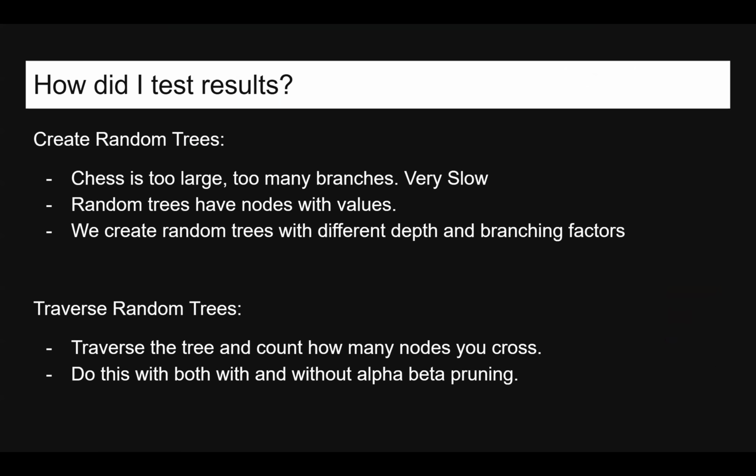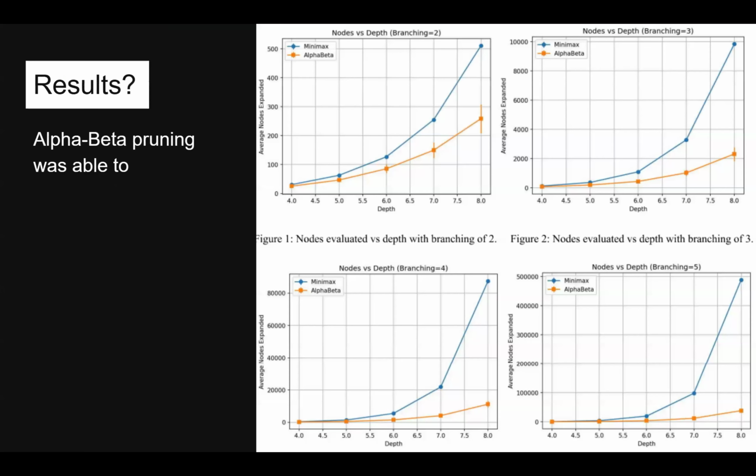So how did I test these results? I created random trees. Chess is too large, too many branches, very slow. So what I did is I randomly generated trees with different values, and I found the best position using a minimax search. Then I implemented alpha beta pruning to see if it could find the same best value without losing any efficiency. So as you can see through these graphs, the results show that the nodes evaluated by the pure minimax solution was much, much larger than the alpha beta pruning and grew much further as branches increased.